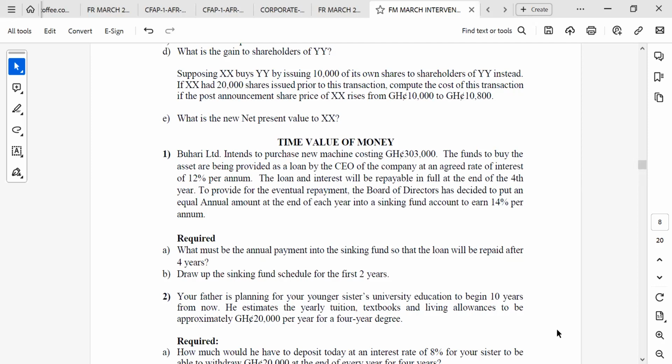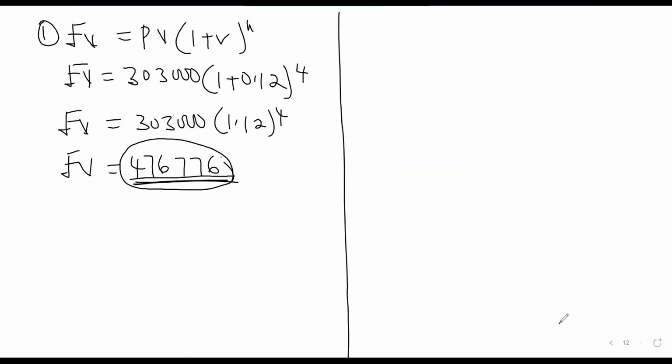So this is a future value of an annuity. What must be the annual payment into the sinking fund so that the loan will be repaid after 4 years? So we are looking for an annuity. They say equal amount, so it will be an annuity, and this will be done at the end of every year. That makes it an ordinary annuity. So this is a future value of an ordinary annuity, because we are going to be paying 476,776 in 4 years' time. So how much should we be putting into the account at the end of every year to be able to accumulate this particular amount at the end of the 4 years?